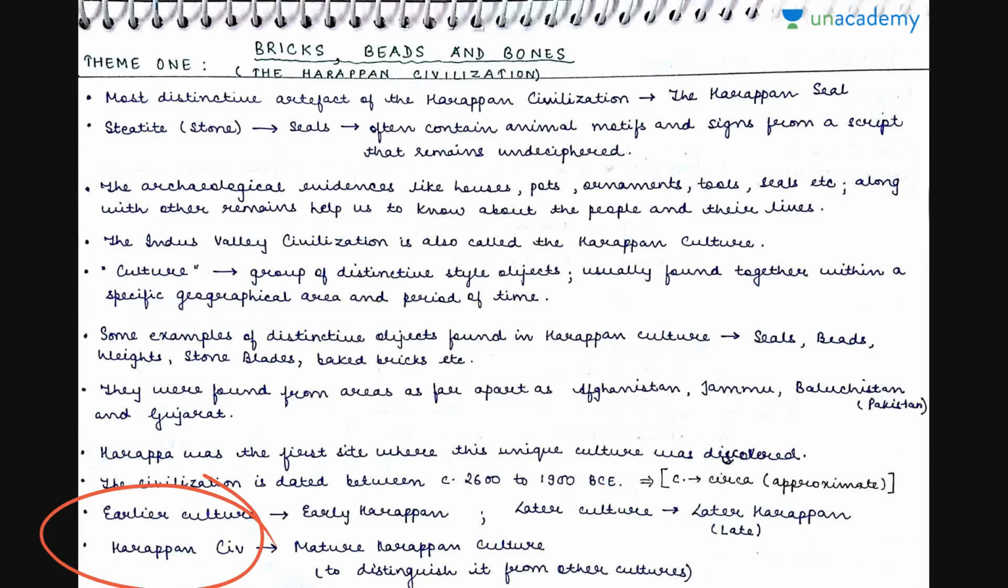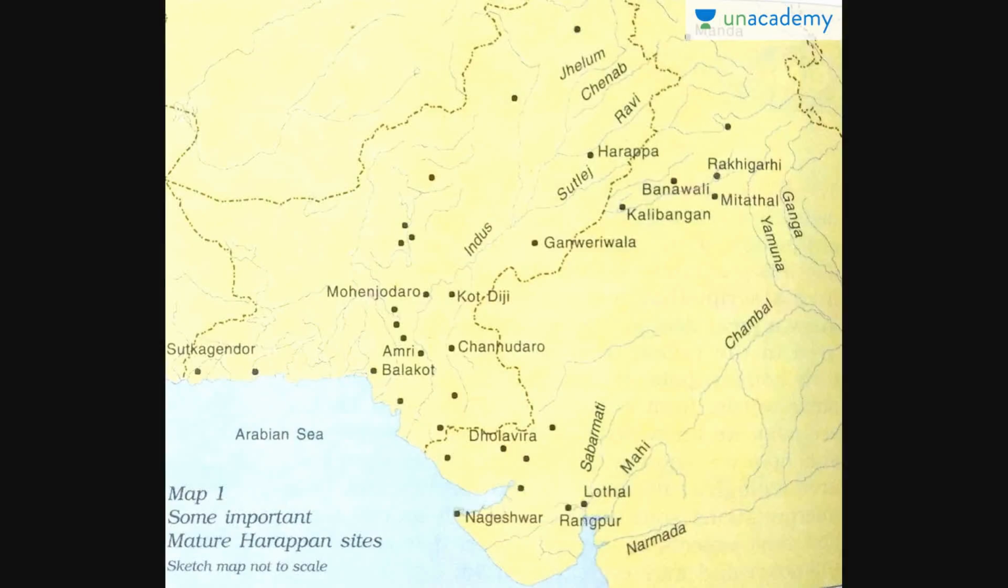Don't get confused, you just have to remember that we are studying the mature Harappan culture, or the civilization. So this is the map I was talking about. They have given map 1, some important mature Harappan sites, right, not early, not later, mature Harappan sites.